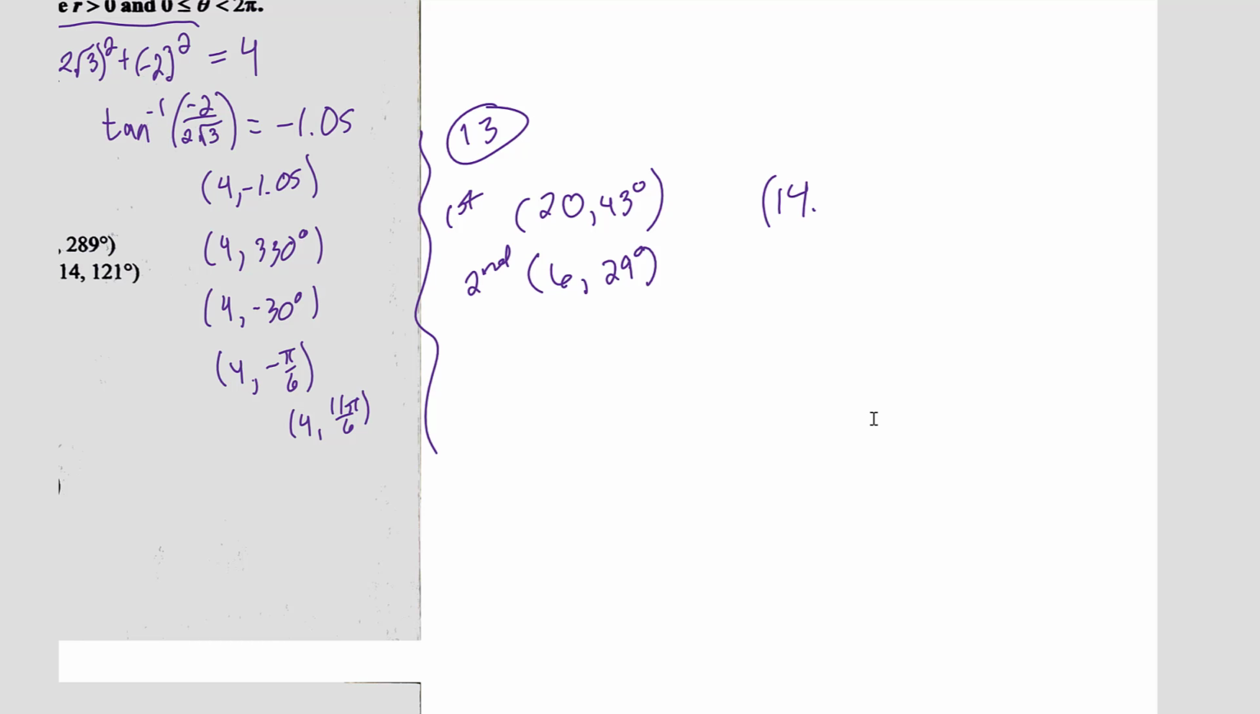This would be 14.63. Sorry, I did r cosine theta, comma r sine theta. So I typed 20 cosine 43 and got 14.63. And now I'm going to do 20 sine 43 and get 13.64.